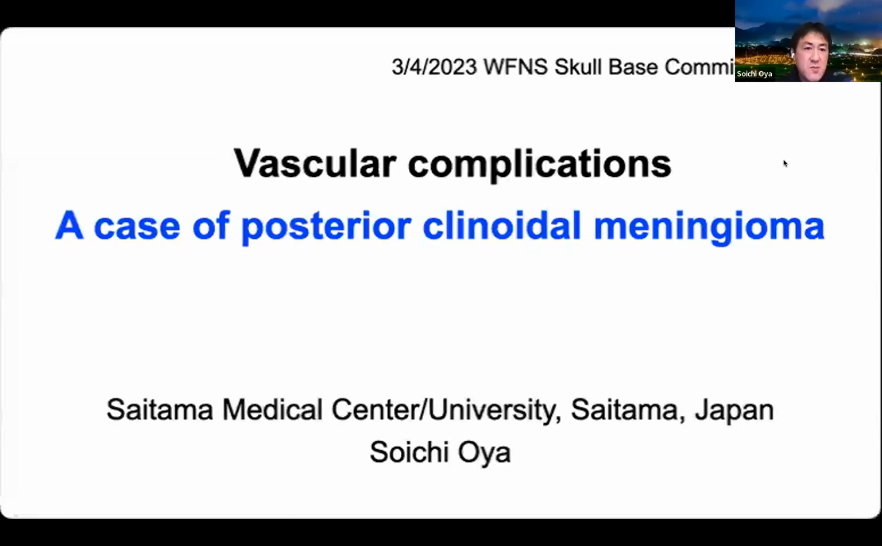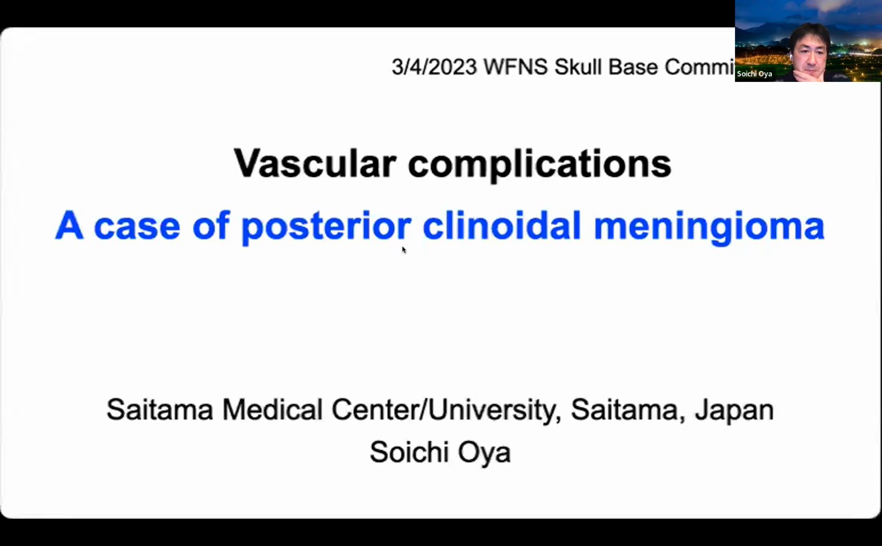Okay. All right. I want to discuss vascular complications, especially focusing on perforator injury and venous injury. In my opinion, among skull base meningiomas, there are two types that are considered to be at high risk. One is the anterior clinoid, and although rare, the posterior clinoid meningiomas. And in this presentation, I want to discuss our recent case.